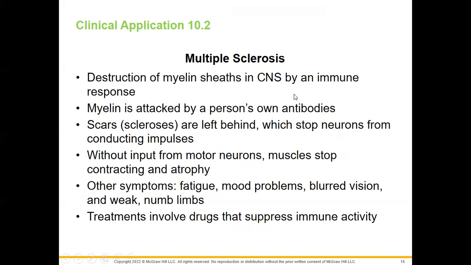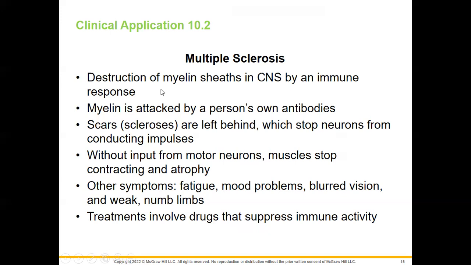Specifically, the antibodies of your white blood cells see the myelin sheath as foreign, and so these antibodies will then attack and hold on to these myelin sheaths so that the cells can come and destroy the structure as though these myelin sheaths were foreign invaders.